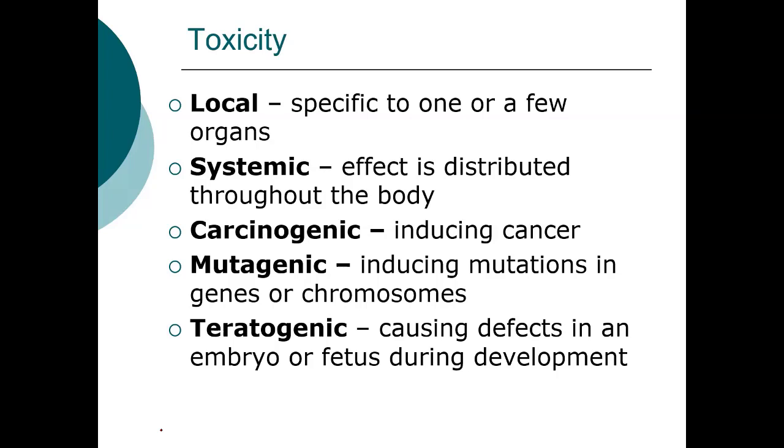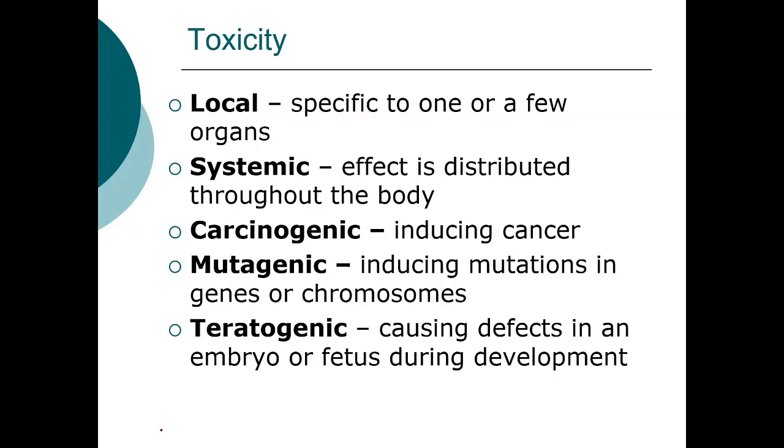And then we talk about chemicals that are carcinogenic, that induce cancer, chemicals that are mutagenic, that result in some sort of mutation of genes or chromosomes. For instance, UV light can cause mutations.